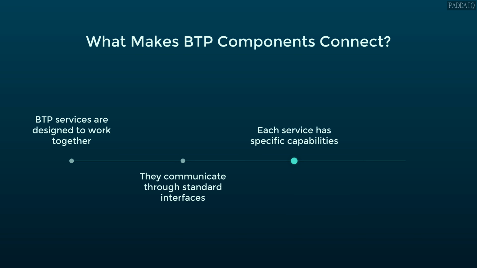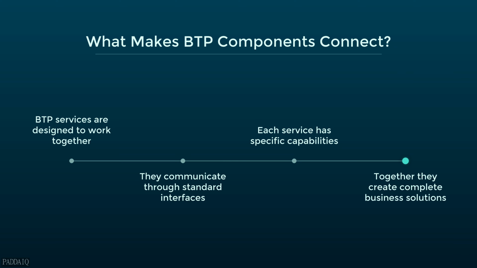Each service has specific capabilities. This means every BTP service is designed for a particular task, like data storage or analytics. For example, the SAP HANA service handles database operations, while the SAP Analytics Cloud focuses on reporting. So you select and connect services based on what each one uniquely offers to build your solution.